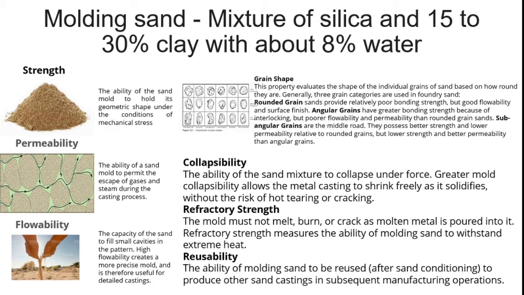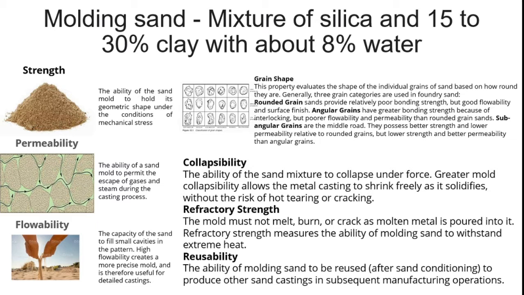Then subangular grains are the middle road. They possess better strength and lower permeability relative to rounded grains, but lower strength and better permeability than angular grains. So different grain shapes have their own properties. We can choose the sand grain shape with respect to the application of materials and the application of molten metal. What is the molten metal we are pouring onto that mold? From this we can choose the molding sand grain shape and size.